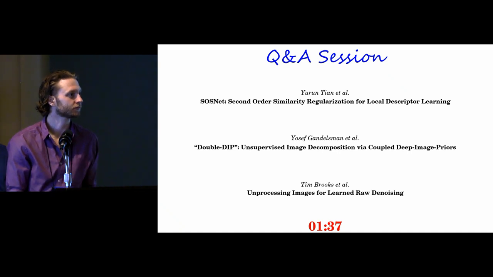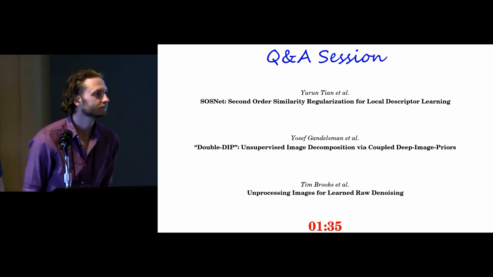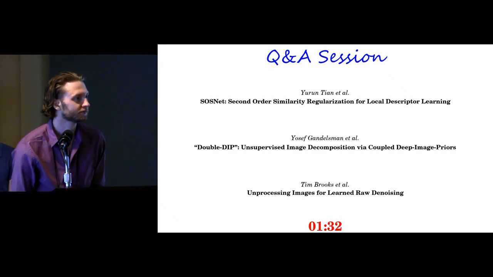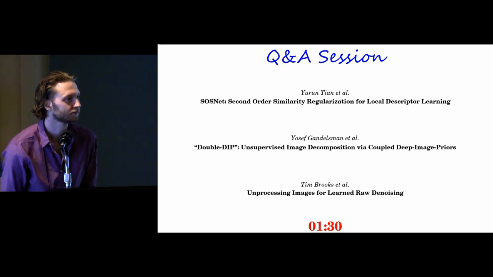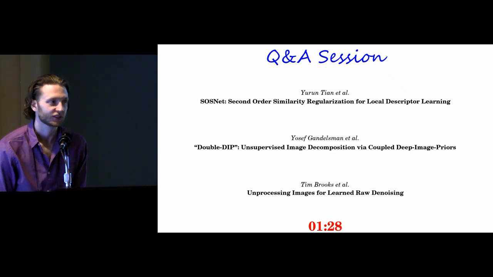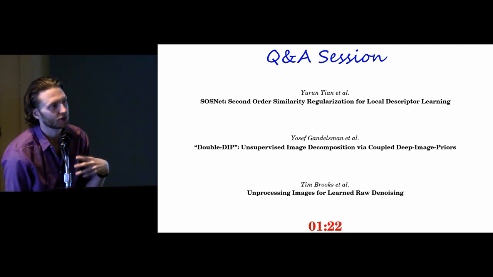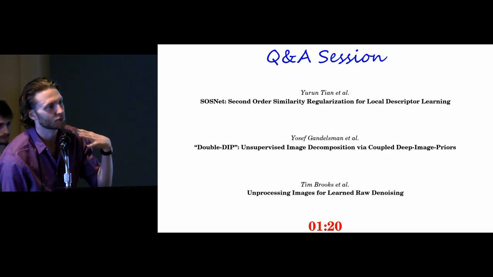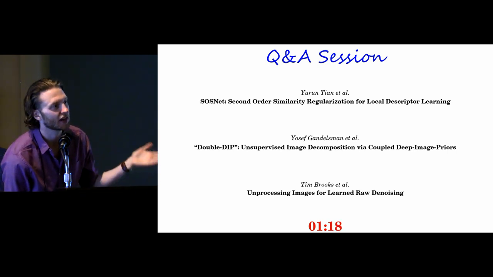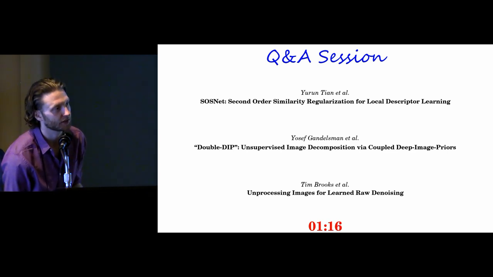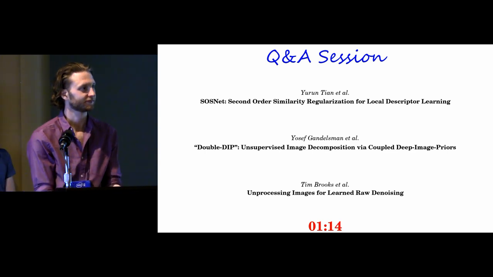But if you have a clean image in the JPEG version, you can also create a clean image in the RAW version. Yes, so you certainly could start from RAW data and then create different images from that RAW data. We preferred to use sRGB images because they're much more easily available, and then we have lots more variety and diversity in our data set. Thank you.